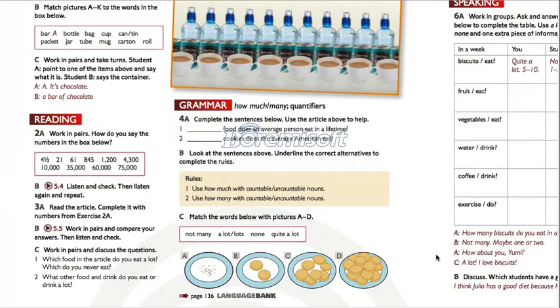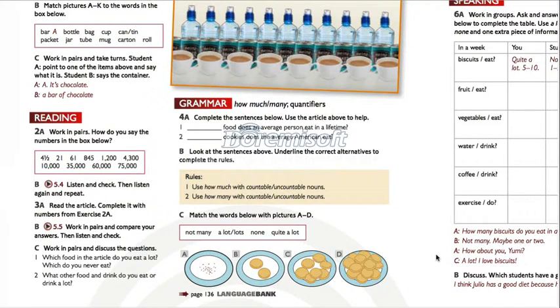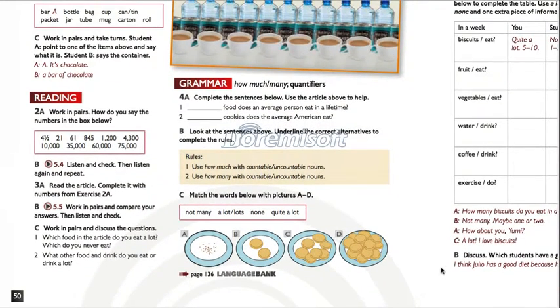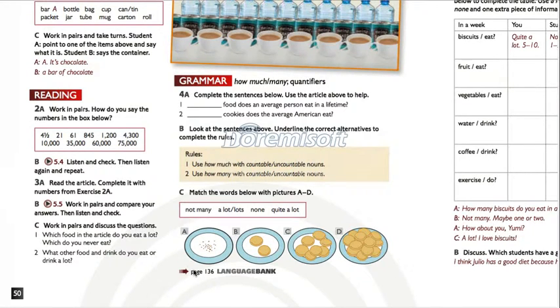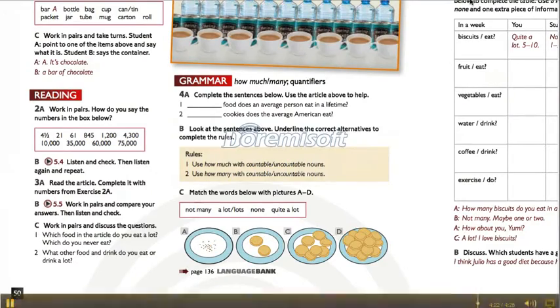Just to make sure that the students or the learners do understand this concept, there's an additional activity here where they have to match the quantifier with the picture. And after that, they'll be ready to practice in a controlled way. I'll talk about that in the next video.